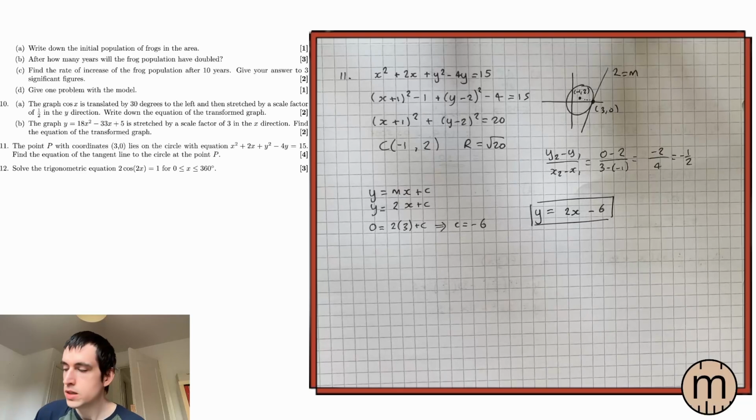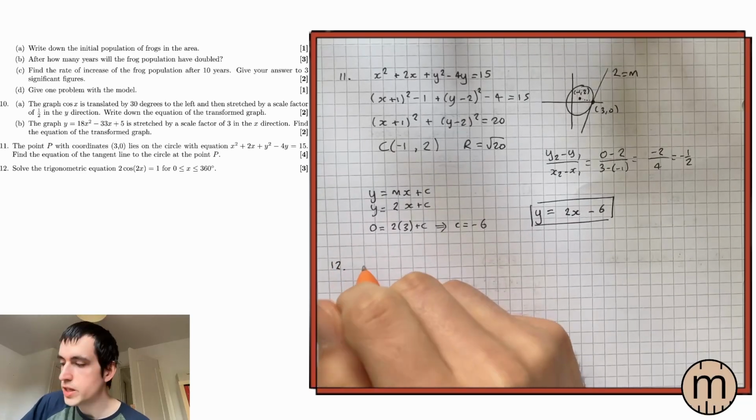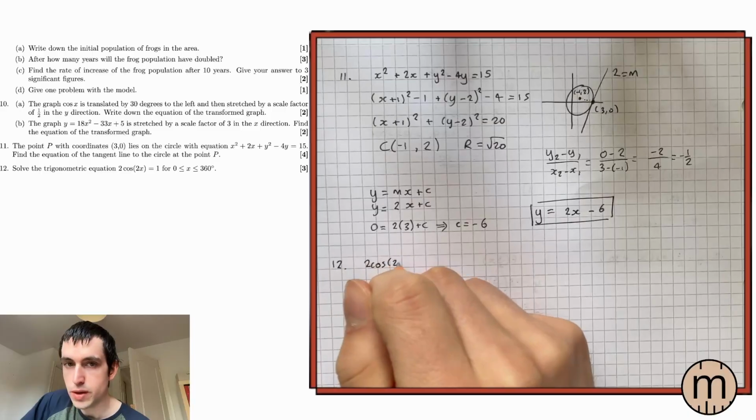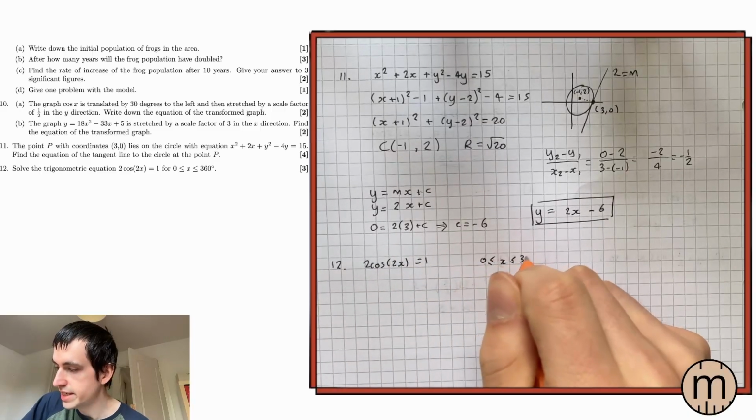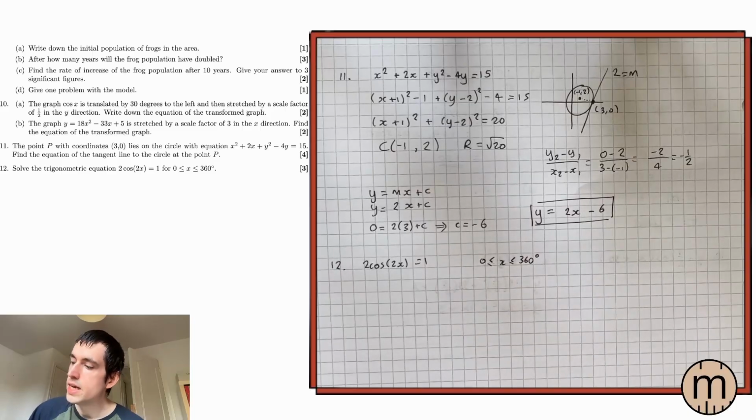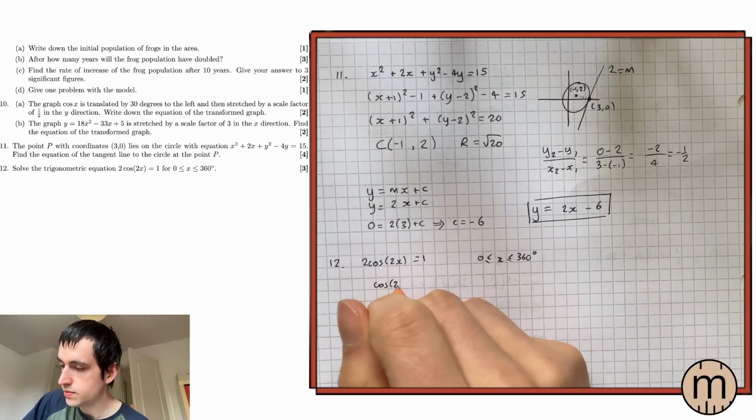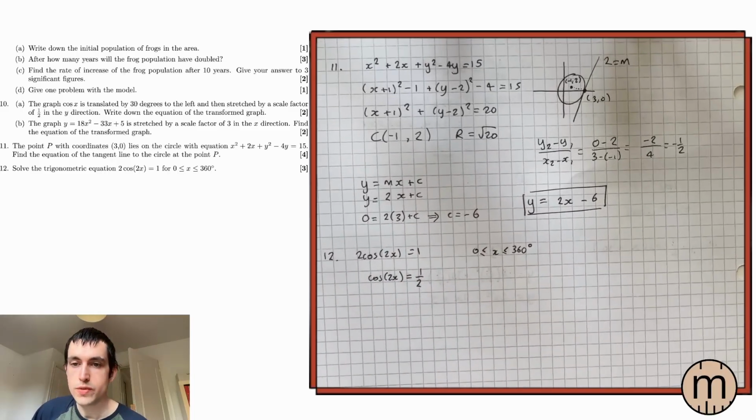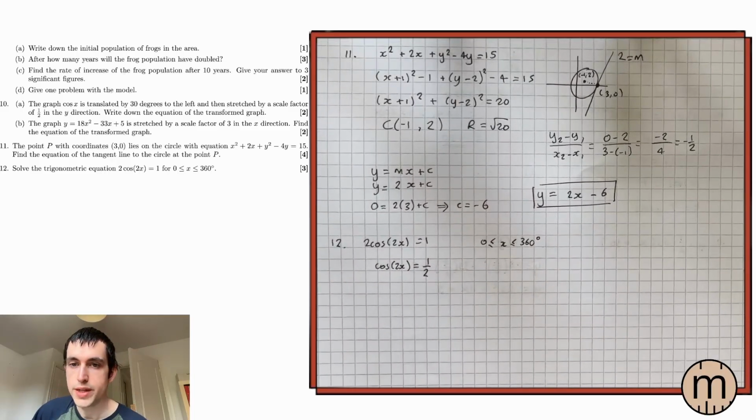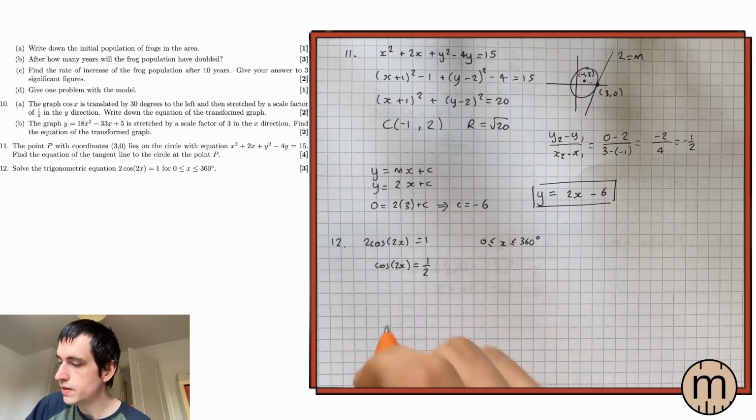Just like this. Question 12 is just a one-liner. Solve the trigonometric equation 2 cos 2x equals 1, and we're given the range 0 to 360. In order for us to solve this, we first need to divide by 2. Cos 2x is equal to a half. Once we've got cos 2x is equal to a half, we need to find the principal value for which cos 2x is equal to a half.